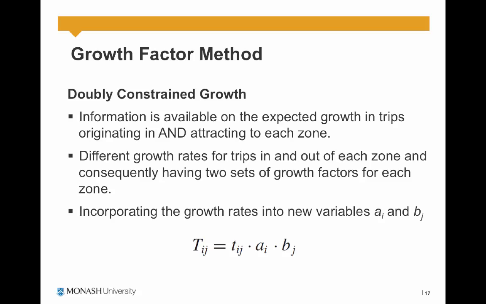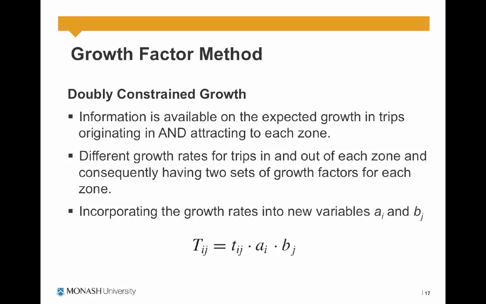The next method in trip distribution modeling is the doubly constrained growth factor method. In this method, information is available on the expected growth in trips originating in and also attracting to each zone. So we will have the growth factor rates for both the attractions and productions. As a result, we will have different growth rates for trips in and out of each zone, and consequently we will have two sets of growth factors for each zone.